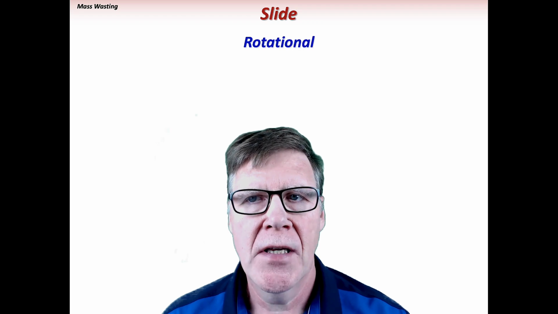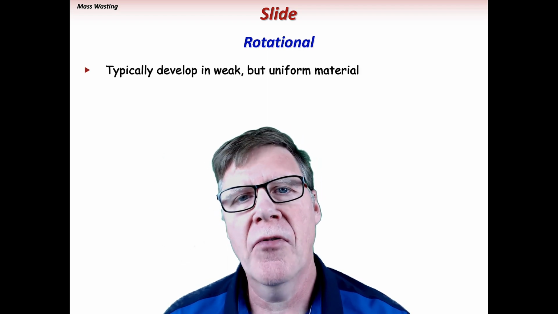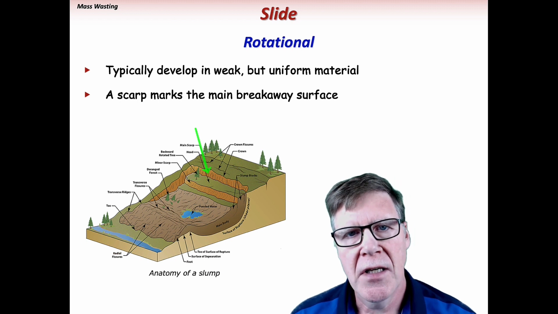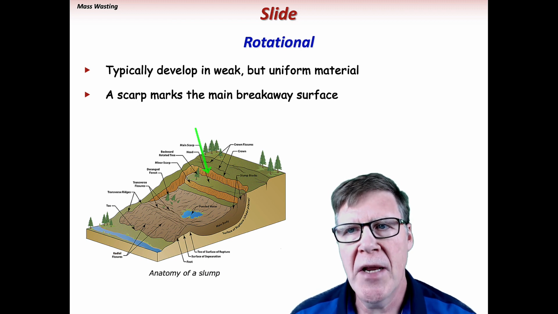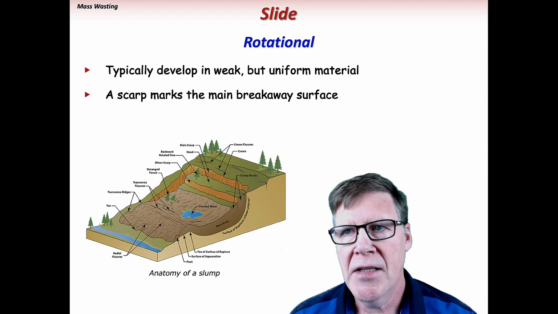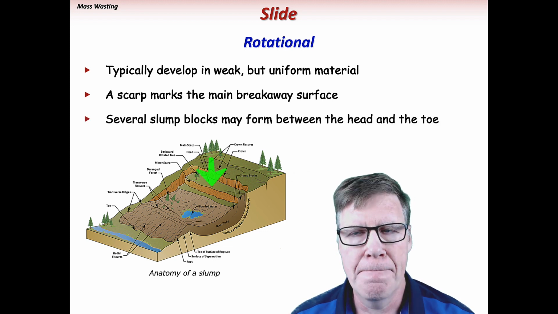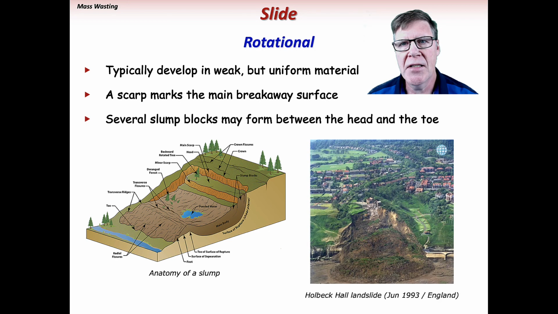Rotational slides typically develop in weak but uniform material. A scarp, or small cliff, commonly marks the top of the main breakaway surface, and several slump blocks may form between the head and toe of the slide. The 1993 Holbeck Hall landslide in England is a prime example of a rotational slide, or slump.